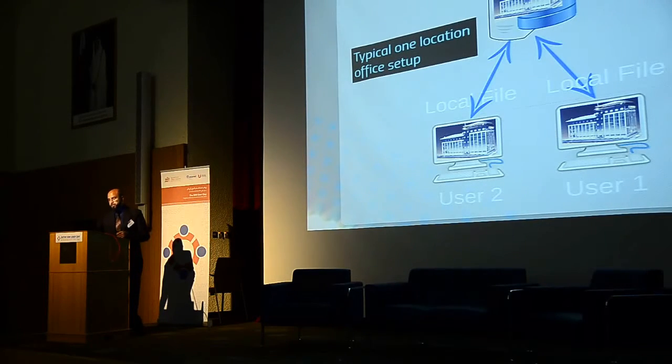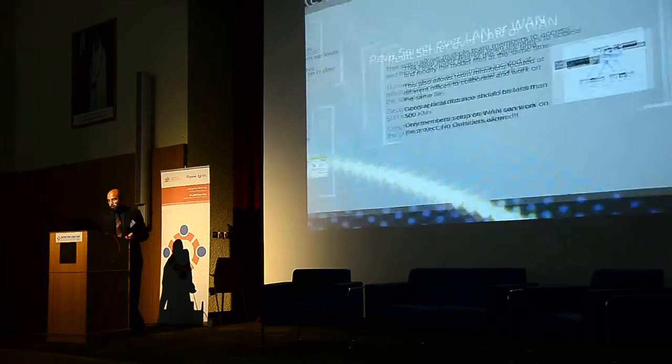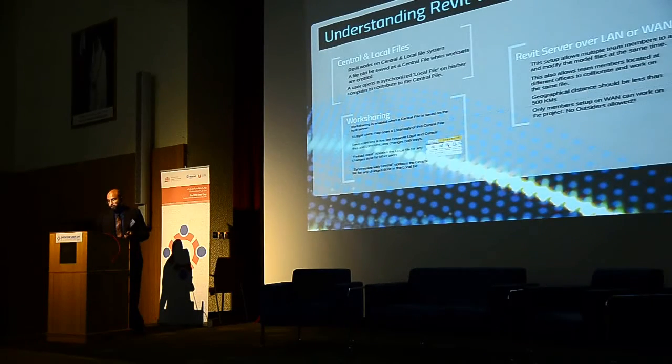It's a typical location. You've got user 1 and user 2. Both have got the local files. They work on the local files, and the work is updated on the central server, where you can see the main model resides. So that's a typical Revit setup for one entity office. So that's about the Revit work setting environment.